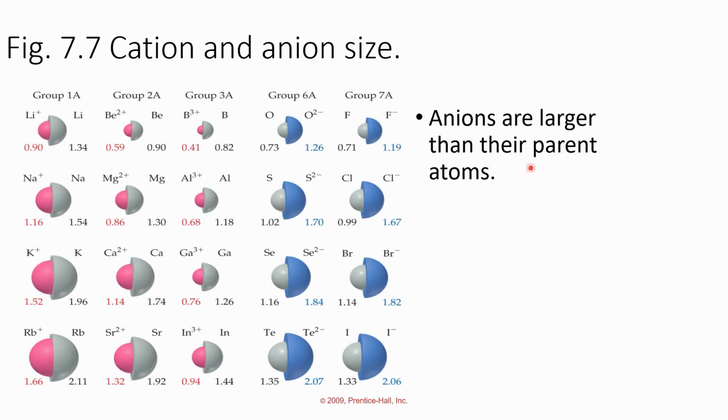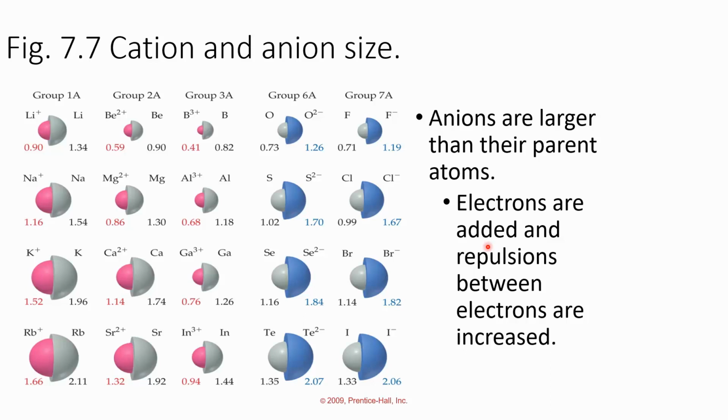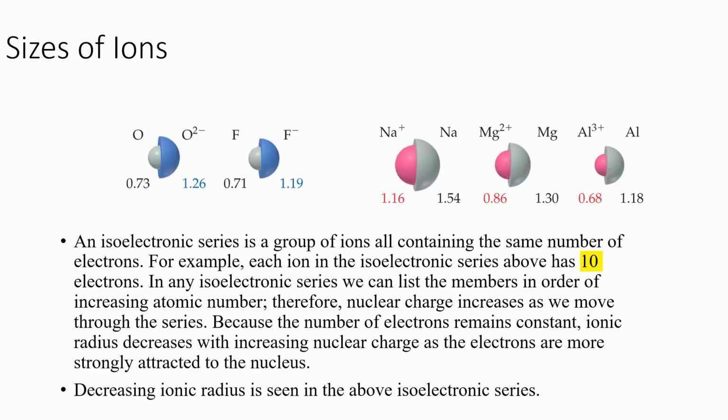On the other hand, anions are larger than their parent atoms because electrons are added and the repulsions between electrons are increased. So, for example, here, the fluorine atom, size 0.71, whereas when we add an electron to it, the size increases. So, anions, all these here, are larger than their parent atoms, as you can see here. So, this is a general rule. You should always know it.